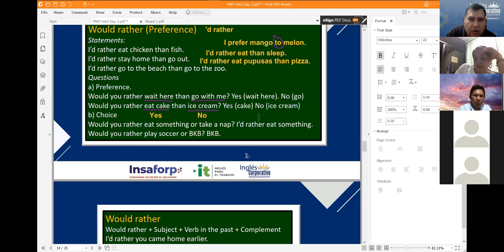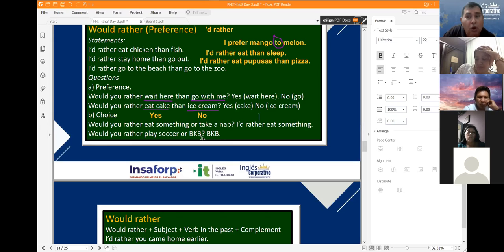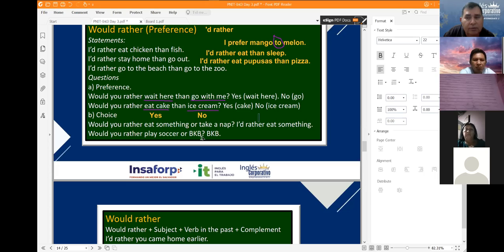Okay, so over here you say, would you rather wait here than go with me? Yes. What's the meaning? I prefer to wait here. If you say, would you rather wait here than go with me? No. What's the meaning? I prefer to go with you. Right? So it's important to pay attention. You have the two choices. The person says yes, means wait here. Or no, I'd rather go with you, okay?